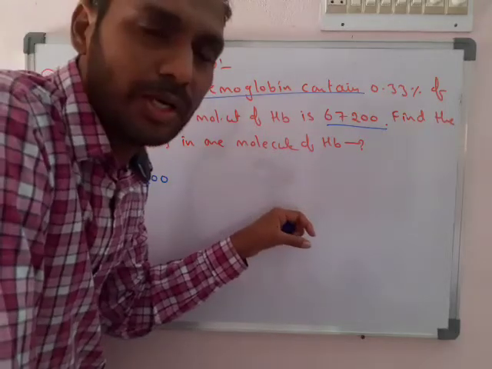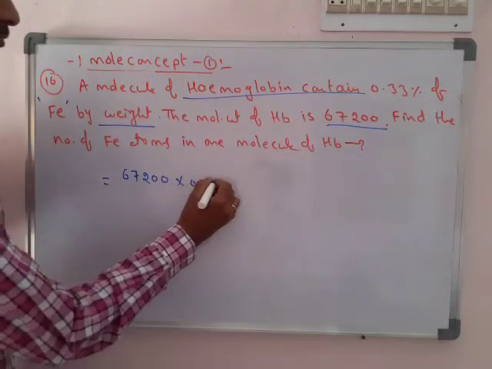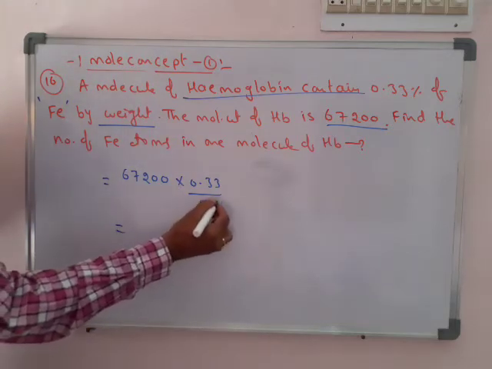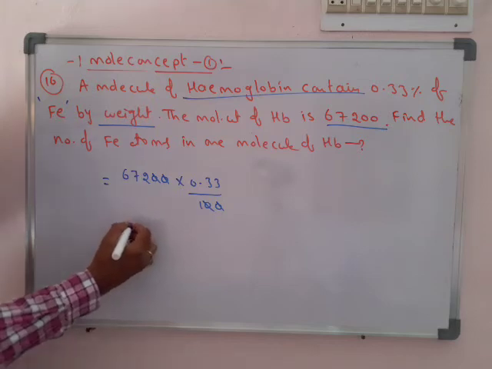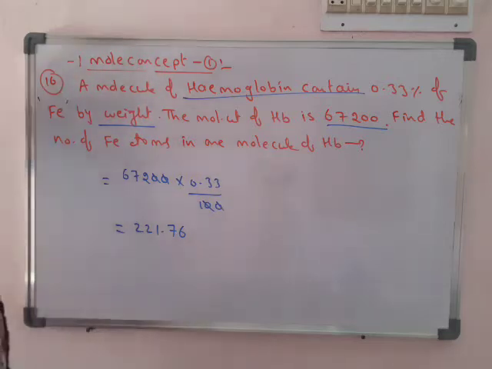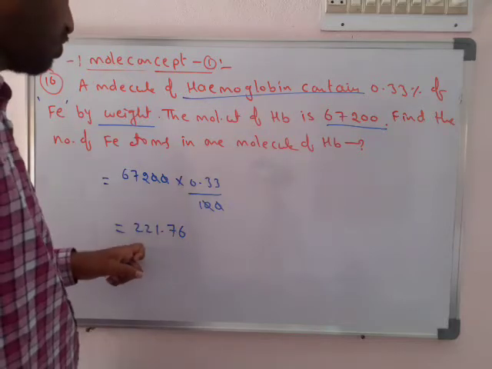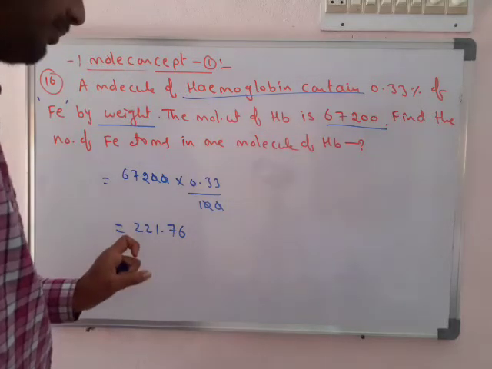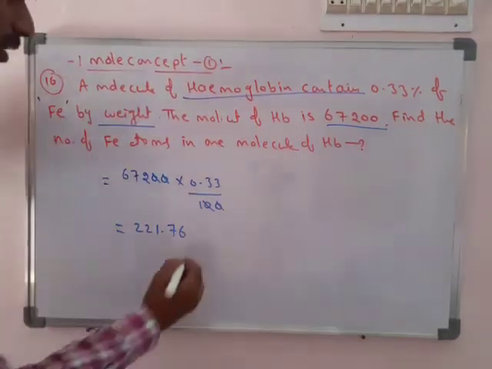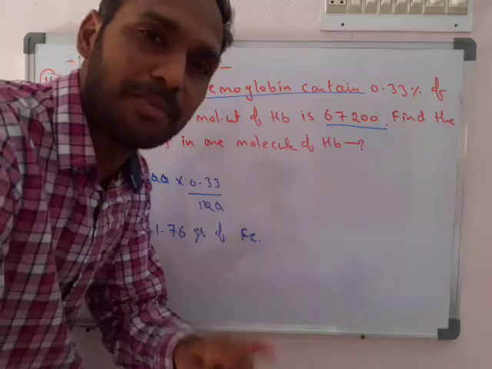సో దీంట్లో వాట్ అబౌట్ ద ఐరన్ కాంటెంట్ ఎంత? 0.33%. సో ఇది 0.33% చేస్తే సో హియర్ వి గెట్ 221.76. ఇక్కడ 67,200 grams లో 0.33% means 221.76, 221.76 grams of iron ఉంది. ఓకే, గ్రామ్స్ ఆఫ్ ఐరన్. సో దీన్ని మనం నెంబర్స్లోకి క్యాలిక్యులేట్ చేయాలి.